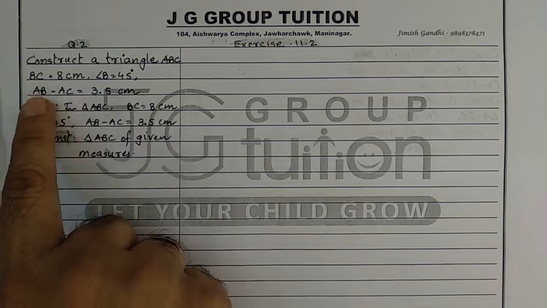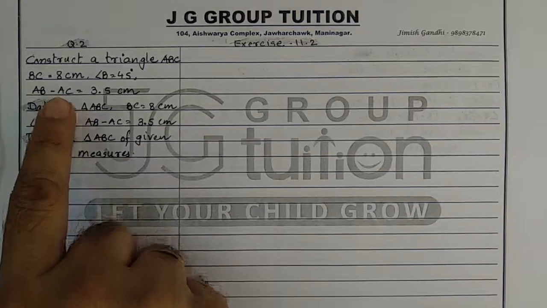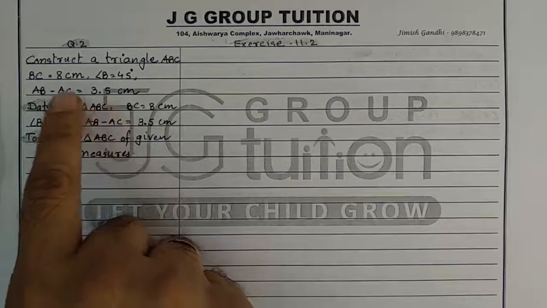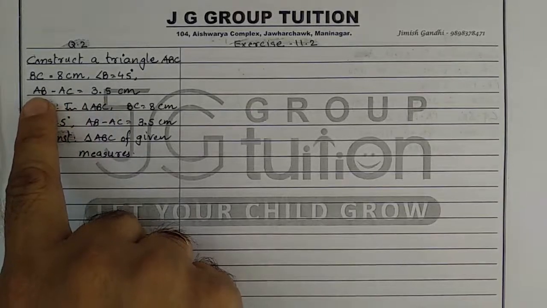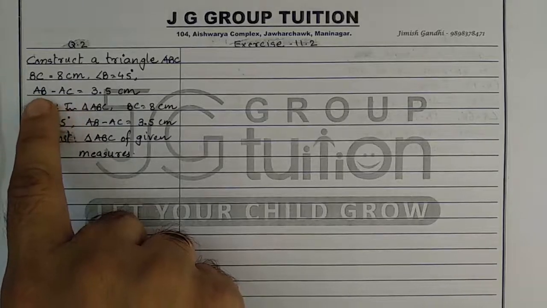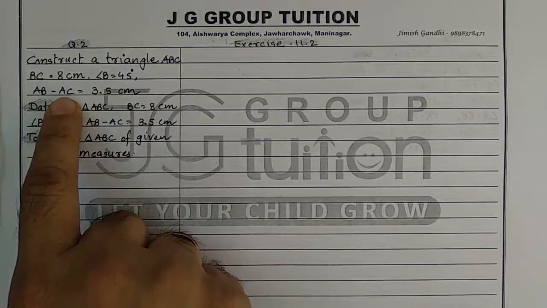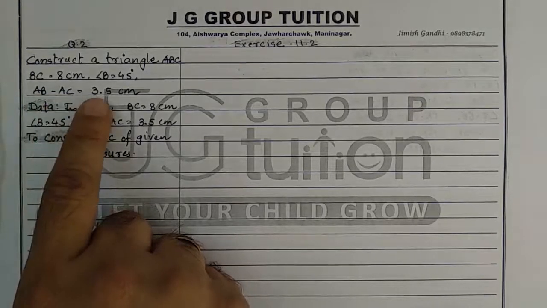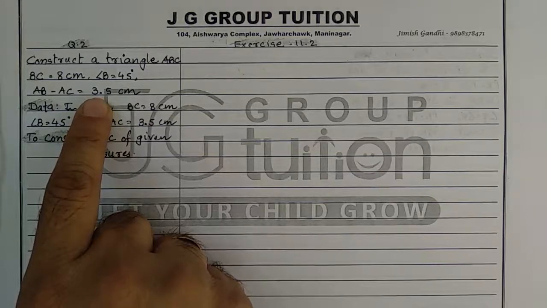Friends, we know that whenever the difference of any two values is positive, the first value is greater than the second. That means AB is greater than AC, because here the difference is positive. This question uses the same method as the previous one.